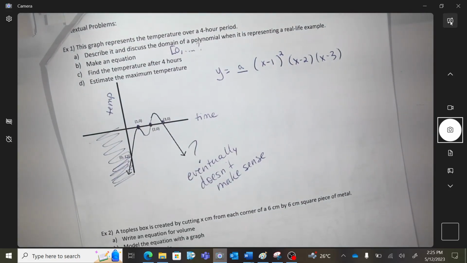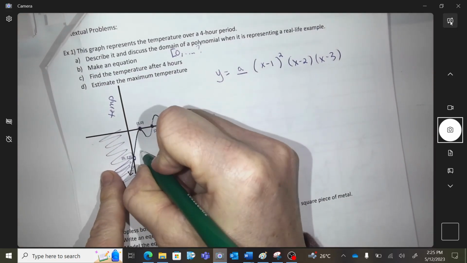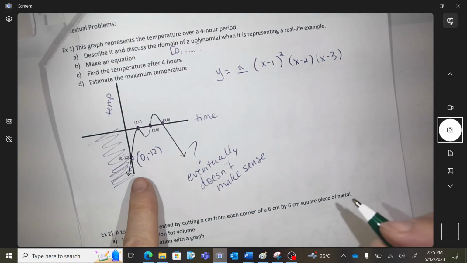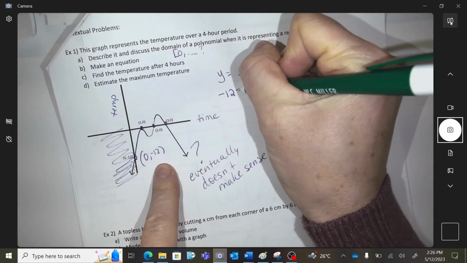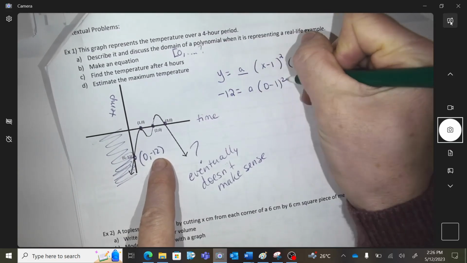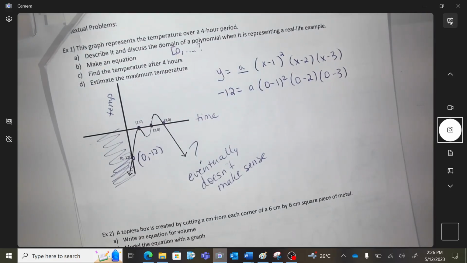Okay, how do I figure out what A is? Is there anything else on this graph anywhere else? Yeah, the y-intercept, which I ever so nicely scratched off. 0, negative 12. So what I'm going to do is plug that in. So y is going to get replaced with a negative 12, and x is going to get replaced with a 0. So it's me plugging in the coordinate (0, -12), and then we'll figure that out.